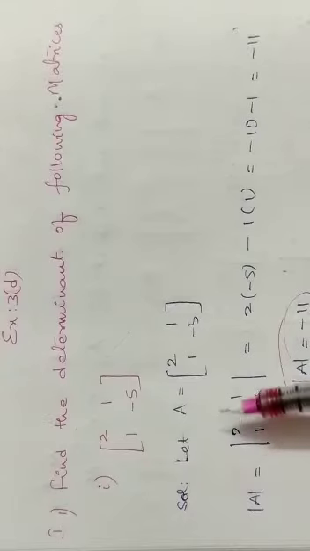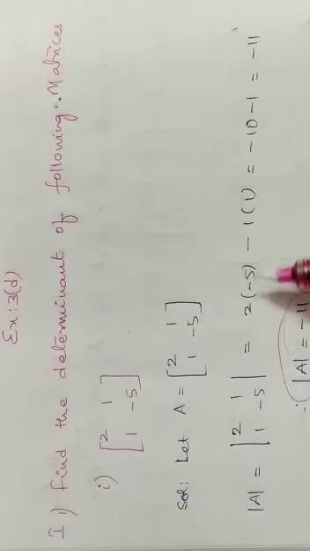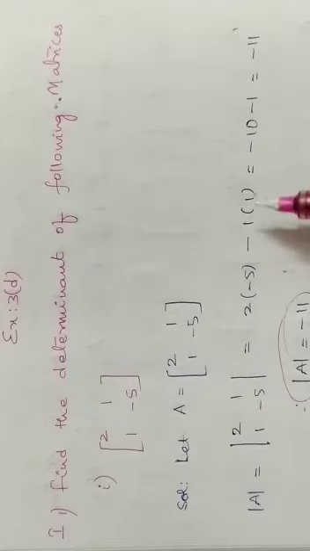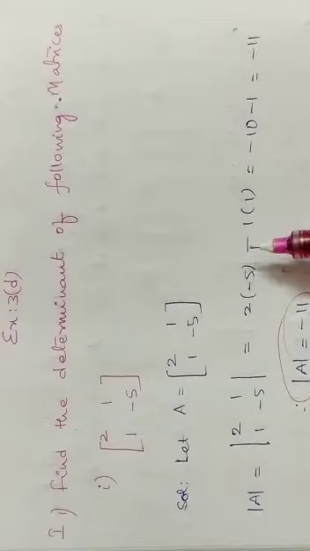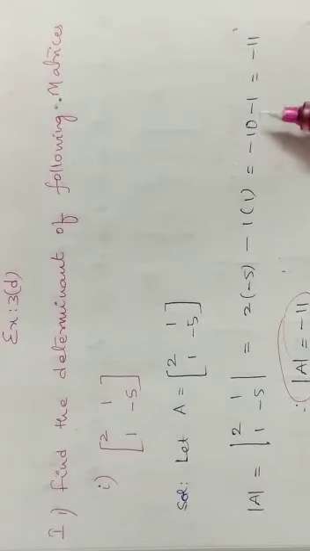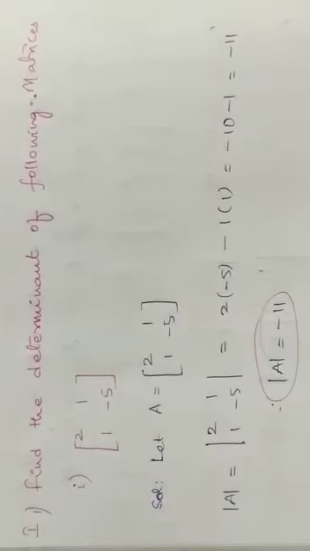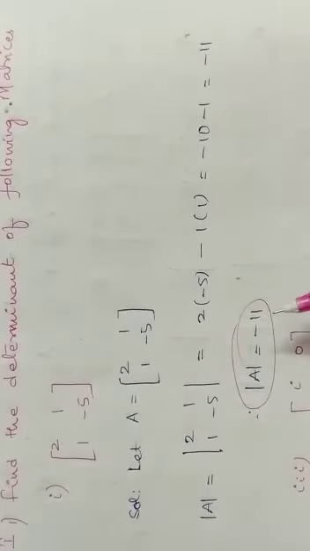For a 2 by 2, it is AD minus BC. AD is 2 into minus 5, minus BC, 1 into 1. 2 into minus 5 is minus 10, minus 1 into 1 is minus 1. Minus 10 minus 1 is minus 11. So det A equal to minus 11.